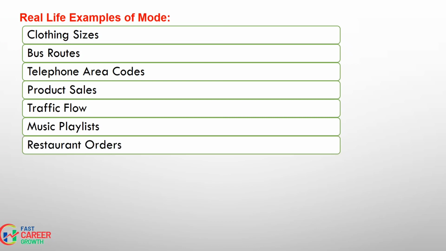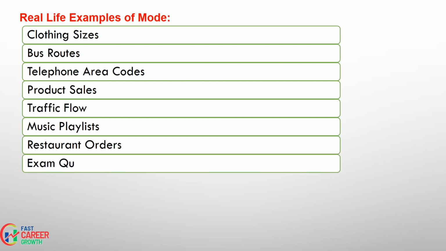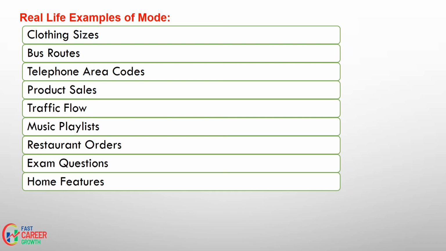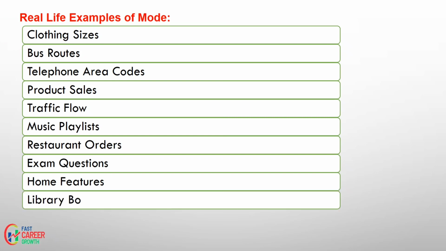Restaurant orders: the mode of menu items ordered by customers can help restaurants understand which dishes are most popular. Exam questions: in education, the mode question on a test may indicate the most commonly answered question by students. Home features: the mode of features in homes sold in a certain area can help real estate agents understand what homebuyers prefer. Library books: the mode book in a library's collection may indicate the most frequently borrowed book, reflecting its popularity.